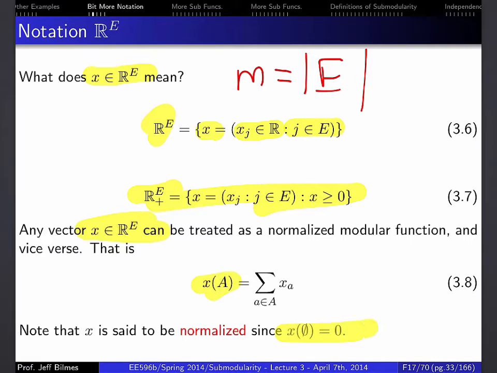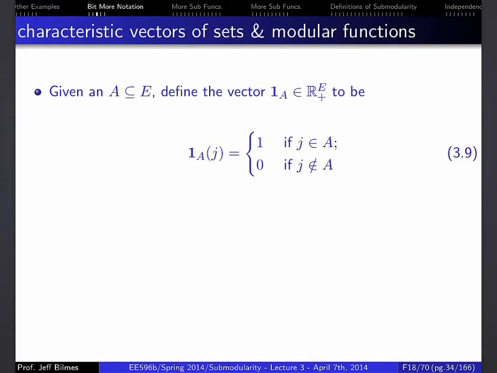And it's normalized because basically we're just defining it. If it's a vector, then x of the empty set is equal to 0. So vectors can be seen as modular functions. And we saw last time, the characteristic vector is a particularly useful one.